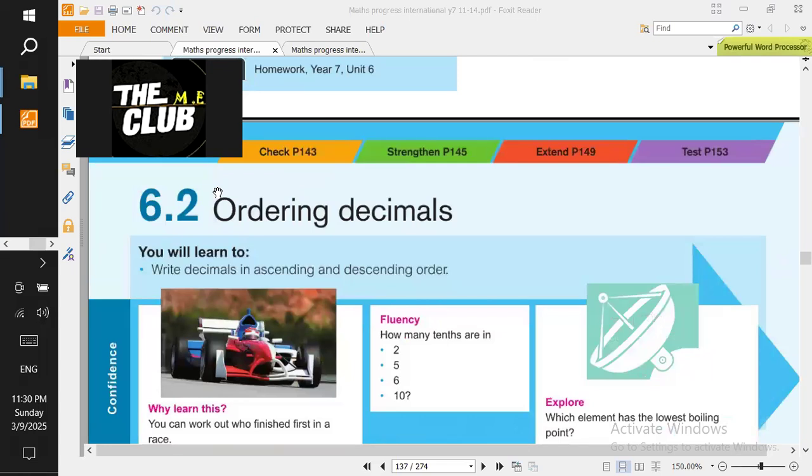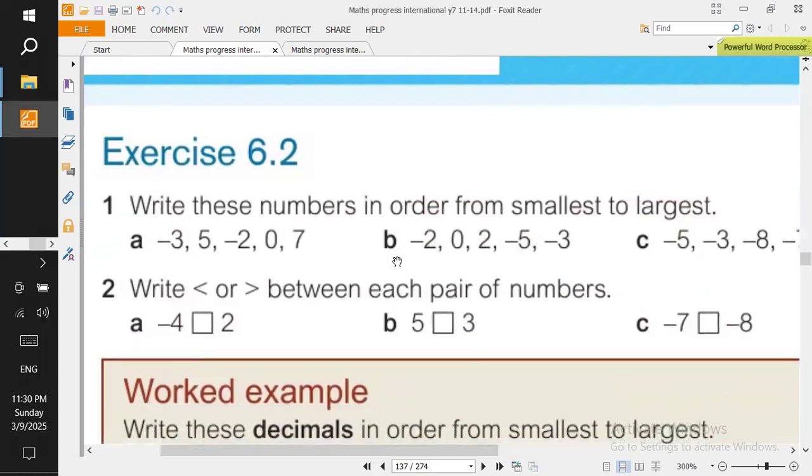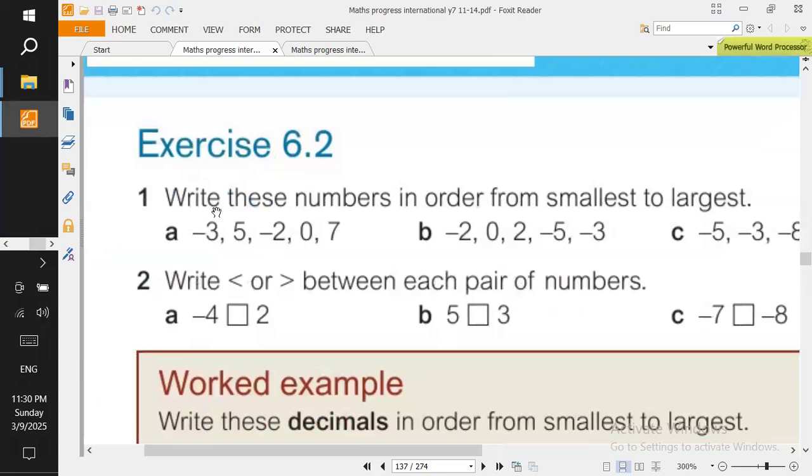Now let's move on to the next lesson, 6.2. In 6.2, we're going to talk about ordering decimals, putting them in order. First, we need to understand how to order negative numbers, from the smallest to the largest. Now, if it's a negative number, the bigger the number, the smaller the value. So negative 3 is smaller than negative 2 because it's going to be far away from the 0. So to order them, the first one is the highest negative number, or the smallest. And then this is the second smallest. And then the 0 comes after them, and then the 5 and the 7.